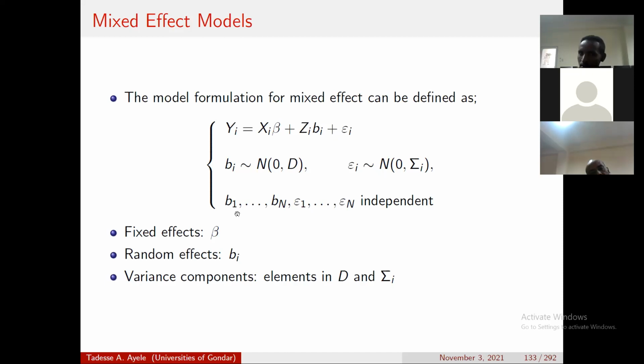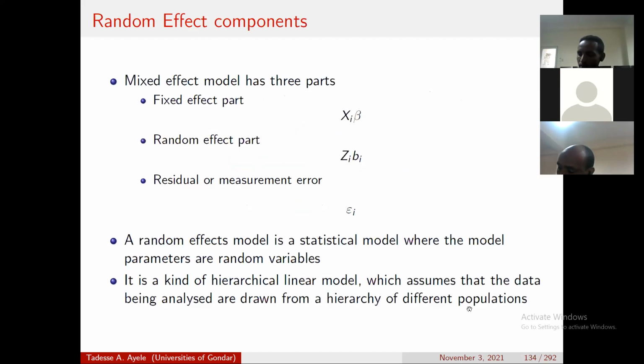So b1 up to bn and the measurement errors are assumed to be independent. So beta is the fixed effect, bi is the random effect, and the variance components are D and sigma. So the mixed effect model has three components: the fixed effect part, the random effect part, and the residual or measurement error part.